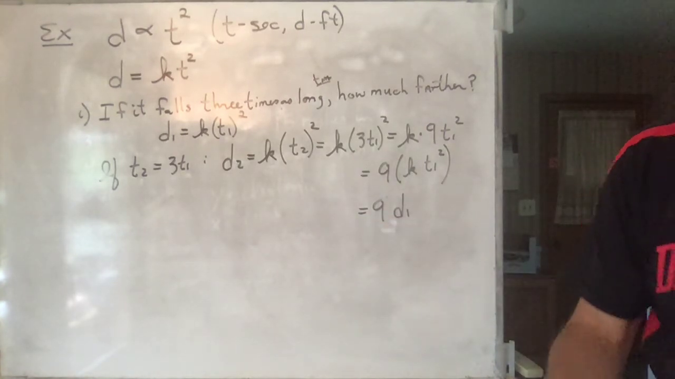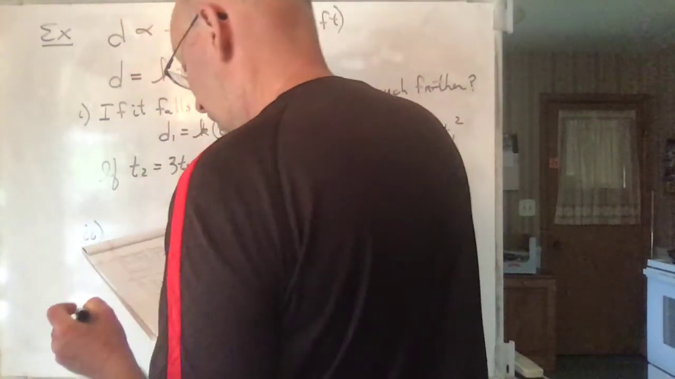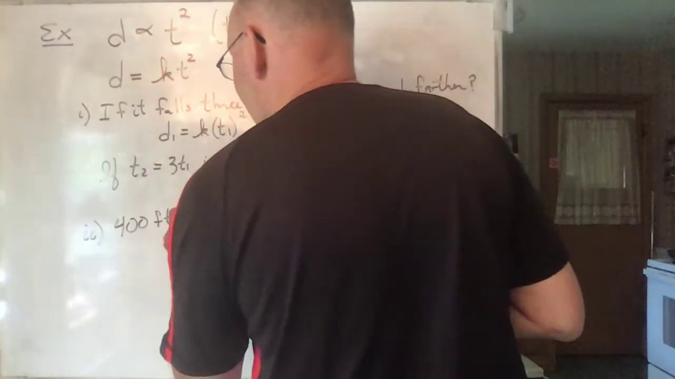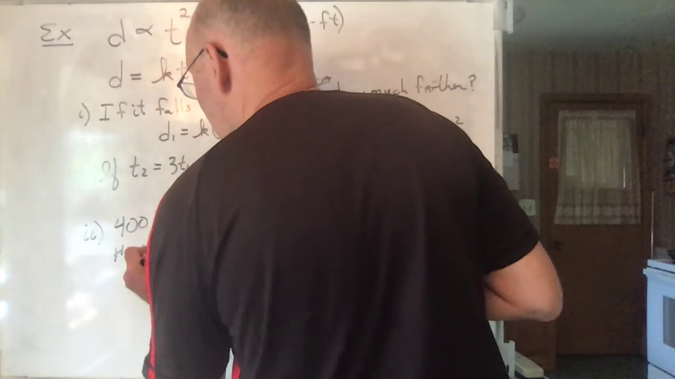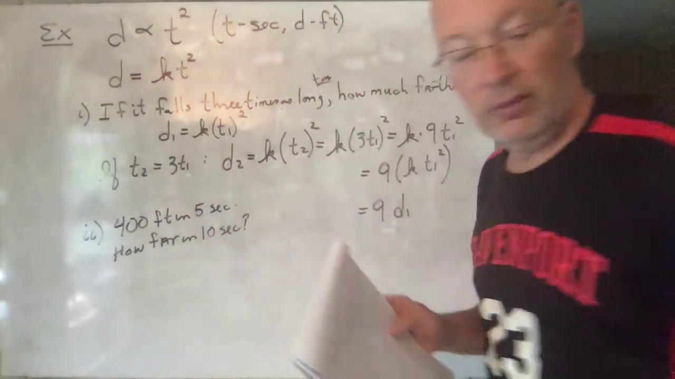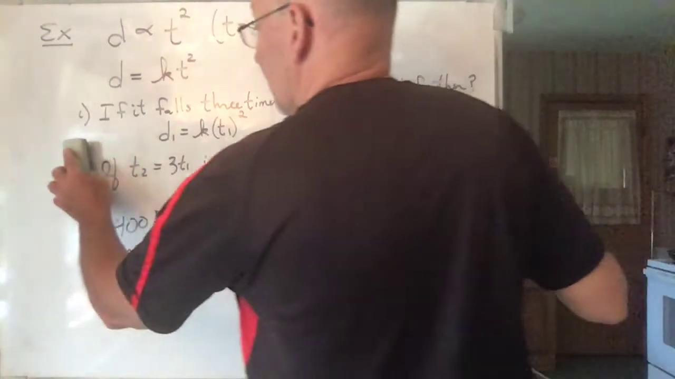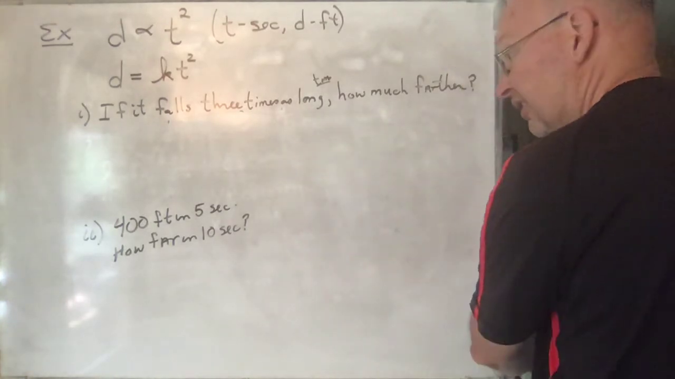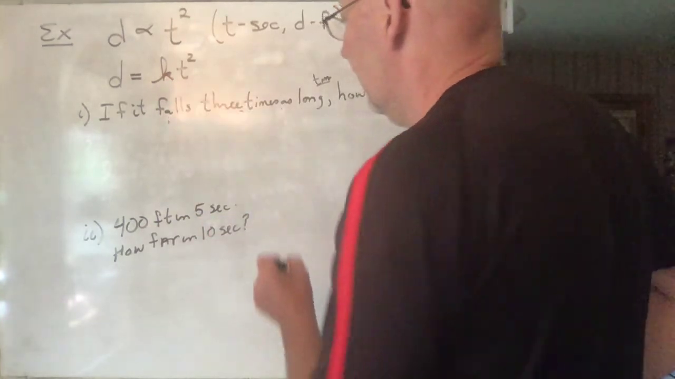Okay, let's do another one. Let's say that this is number 2 here. Suppose that you go 400 feet in 5 seconds. And the question is, how far in 10 seconds? Okay, if you go 400 feet in 5 seconds, how far in 10 seconds? Well, given this information, we can actually find k.